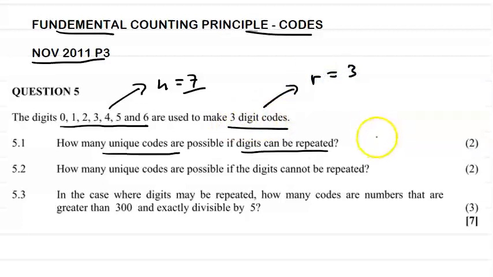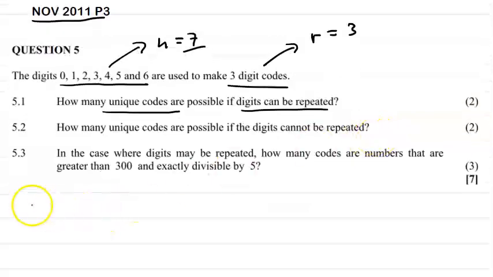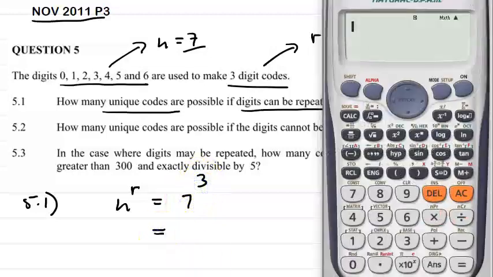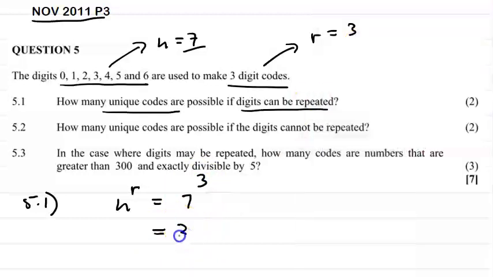Now, the formula that we can use would be as follows. So for 5.1, the number of items to be arranged is 7, and the number of places that we have to arrange them in is 3. So therefore we can use the following formula: n to the power r equals 7 to the power 3, and 7 cubed is 343. So that'll be 343.